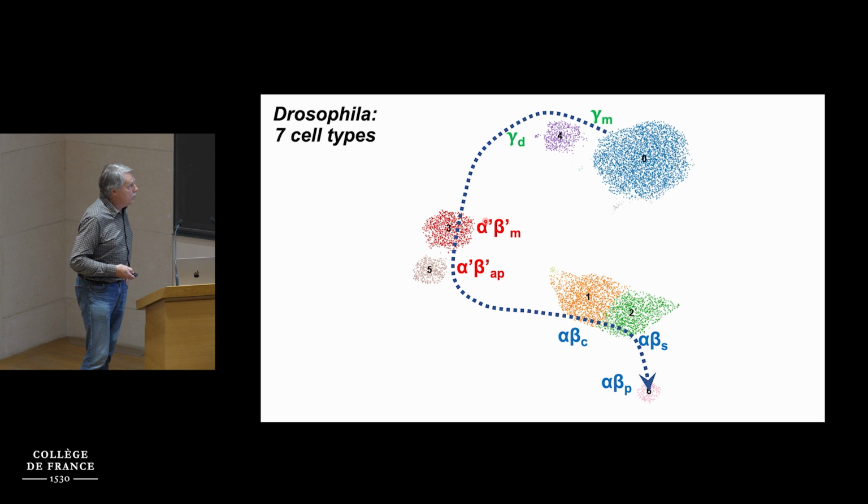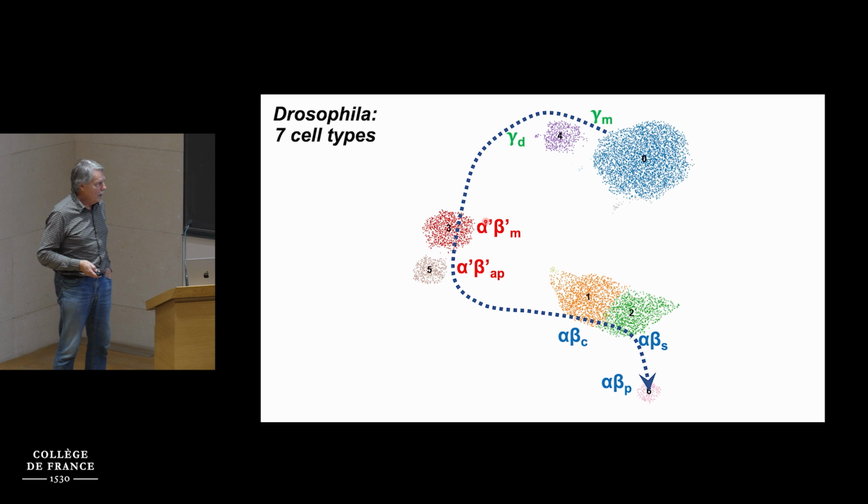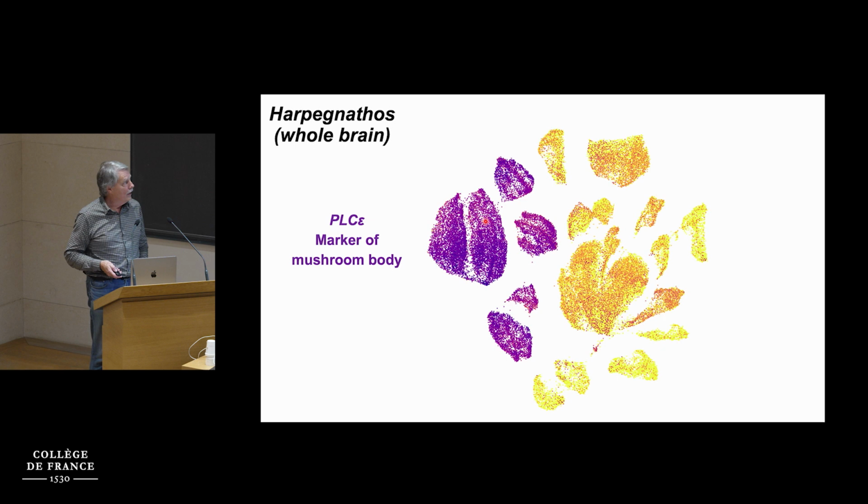So this is actually single cell sequencing of the fly mushroom body, and you can see the seven cell types I described: the two gamma, the two alpha prime, beta prime, the three alpha beta. So we can distinguish them very well in the flies. Although we cannot do too much in ants because it's a difficult system to work with, we can do single cell sequencing. Here is the whole brain of an ant, and you can see through markers it's actually the mushroom body cells here.